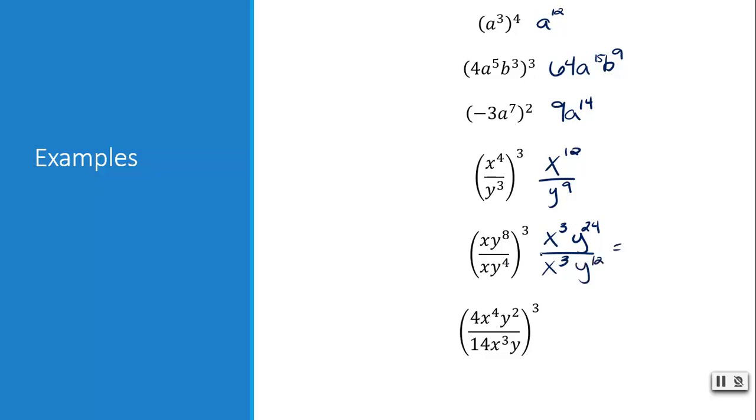Now we would have to use that quotient rule. Now whenever you have the same exact base and exponent both in your numerator and your denominator, they cancel each other. And then 24 minus 12 is going to give us y to the 12th.